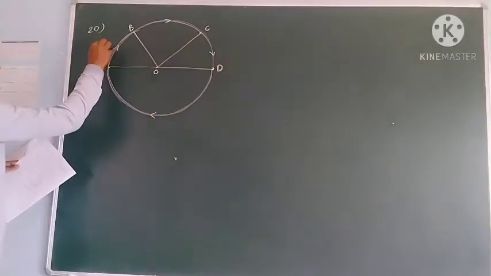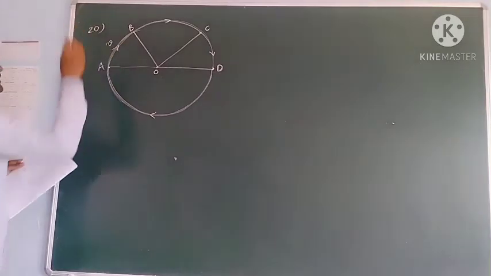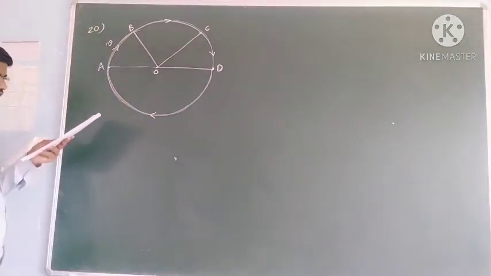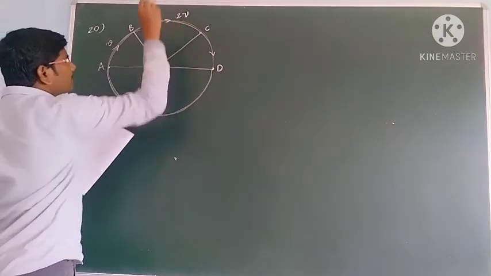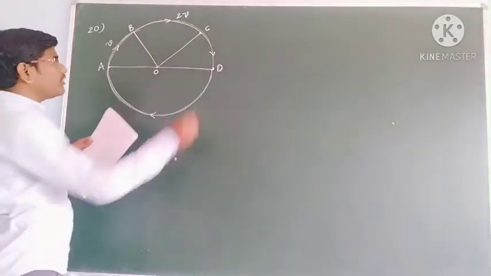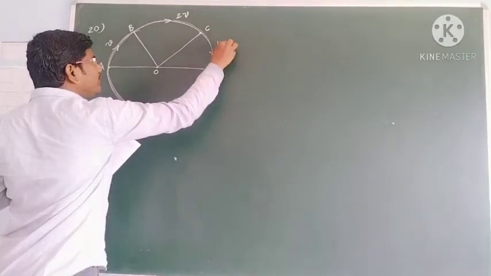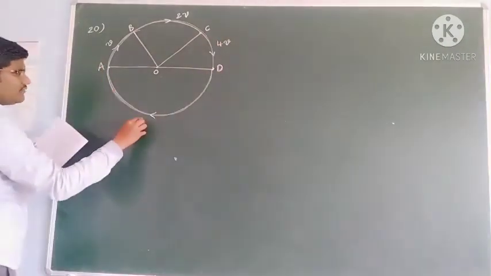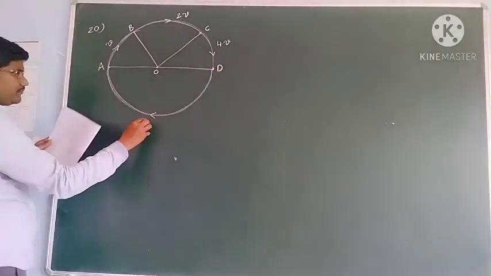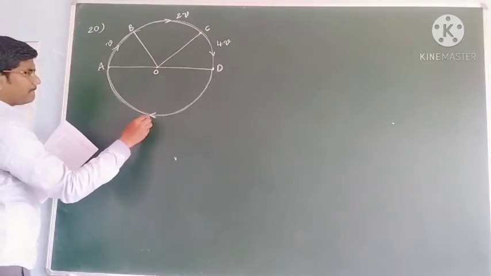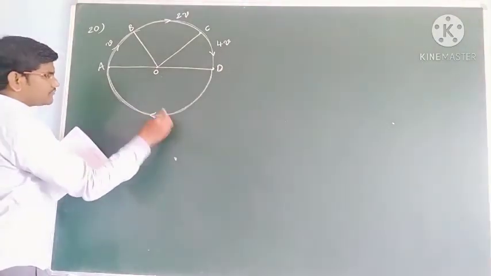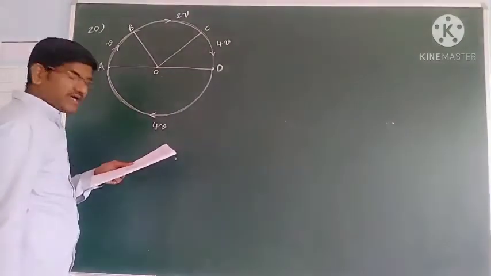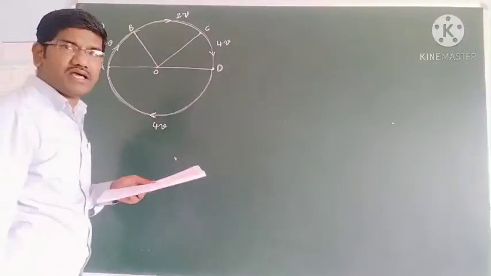A to B it goes with the speed of V, B to C with the speed of 2V, C to D with the speed of 4V, and D to A again with the speed of 4V. So they are asking us to find the average speed.